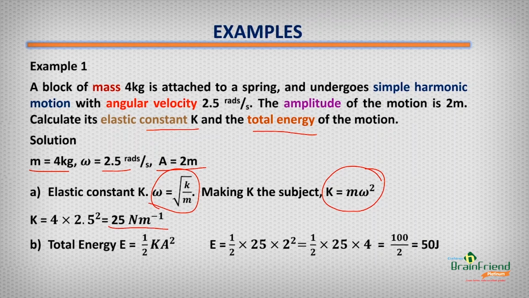Next, we have to calculate the total energy of the system. Since the amplitude of the motion is given, we'll be using the maximum potential energy to calculate the total energy, which is E is equal to half K a squared. Substituting the values into this equation, we have total energy E is equal to half times 25 for the elastic constant and 2 squared for A squared, that's amplitude squared. This further gives us half times 25 times 4, since 2 squared is equal to 4. Solving through, we have 25 times 4, which is 100, divided by 2, which eventually gives us 50 joules. Remember, energy is measured in joules.